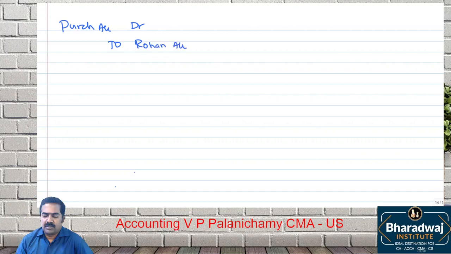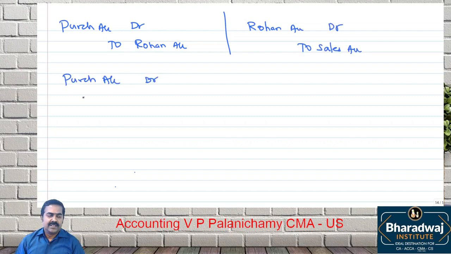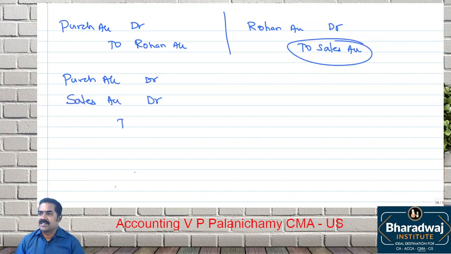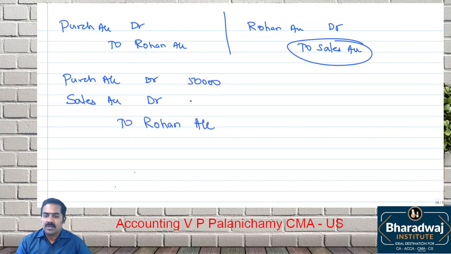Okay. So right entry is purchase to Rohan. Wrongly we recorded as Rohan to sales. How to rectify this? Purchase account debit, sales account debit to which account? Rohan account. Is it an error in posting in ledger or error in recording the transaction? Error in recording the transaction. How much? 50,000, 50,000, 1 lakh. Don't use debtors, creditors because the name is given, so use that name.